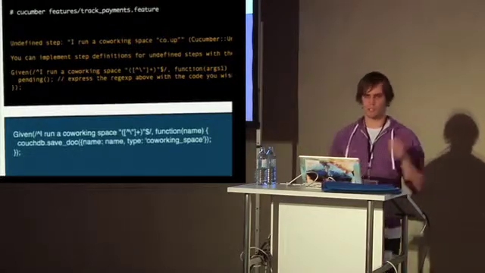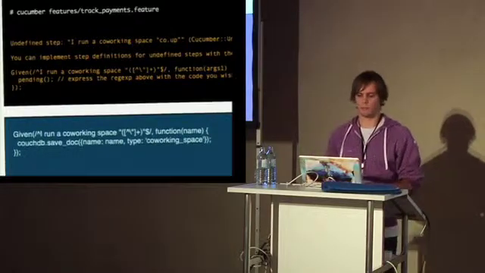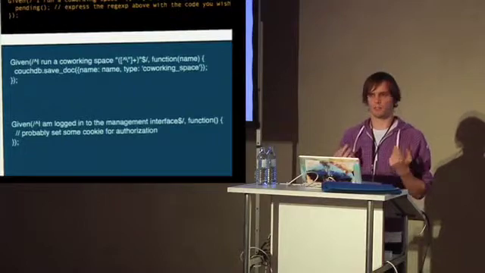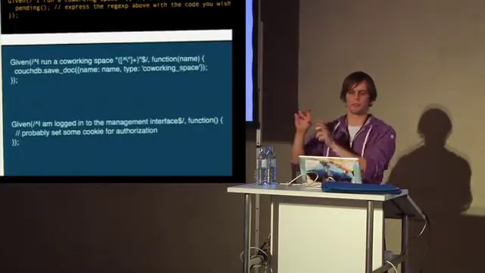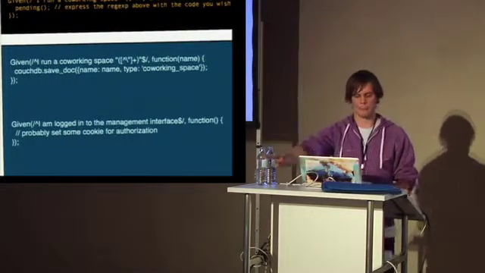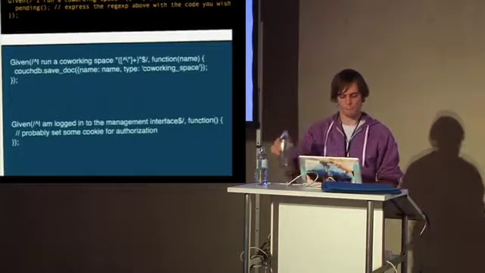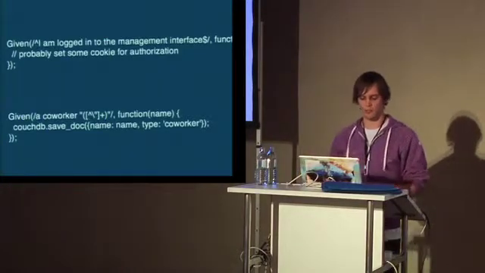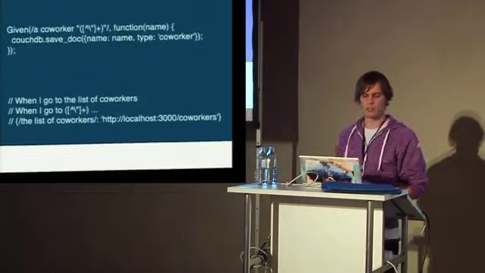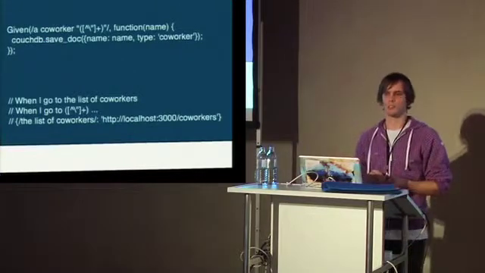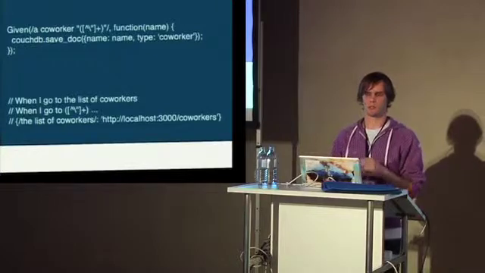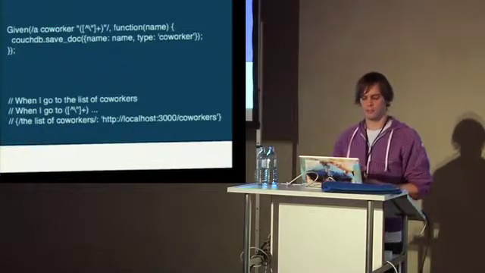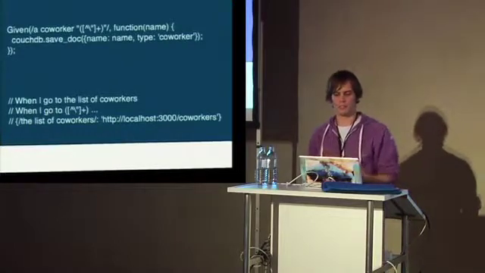In this case, I want to save my co-working space in my database so that I can set up my test scenario with my software. And then the next step, I'm logged in, so I need to set some cookie or something, whichever my web framework requires, or actually go and fill out the form or do basic auth, whatever. There's another step, given a coworker, so I save that guy to the database as well. And then there's also the line when I go to the list of coworkers, and there's actually a predefined step in Cucumber, and you can map descriptions of pages, like the list of coworkers, to an actual URL in your application.